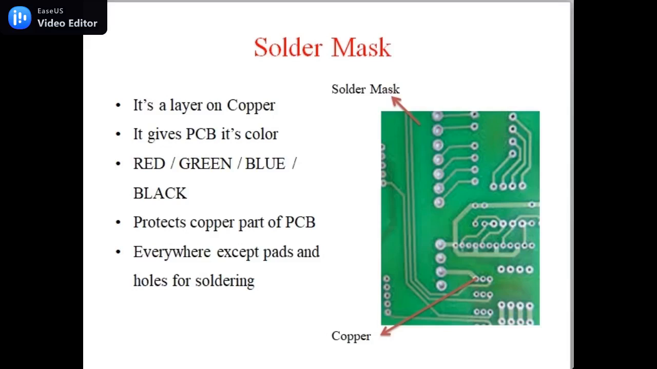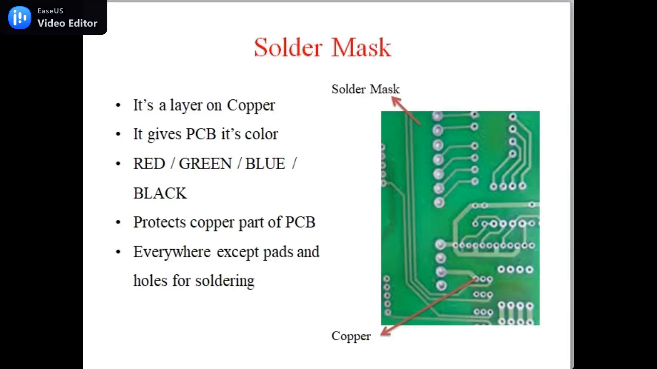The purpose of this solder mask is to protect the copper part of the PCB, because if a PCB is used like this in a hostile environment or in an industrial environment, it will get oxidized easily and the tracks will lose their strength, and the track may cut, or they may also get oxidized and lose connectivity.